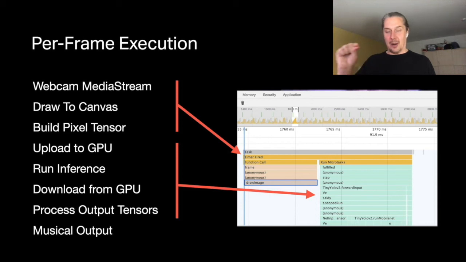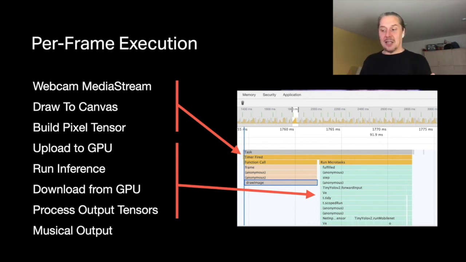I was at some point measuring what was going on here, because we have this per frame budget of being able to analyze what's going on and schedule musical outputs from that. And that includes all kinds of tasks like getting the image from the webcam feed, drawing that onto a canvas, getting the pixel data out of the canvas, turning that into a tensor, and handing that to the GPU to run the model on. And that's a lot of stuff.